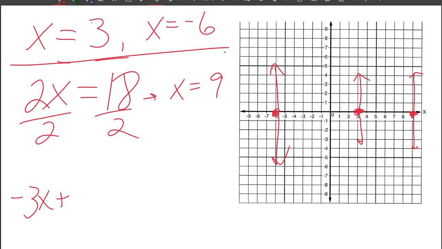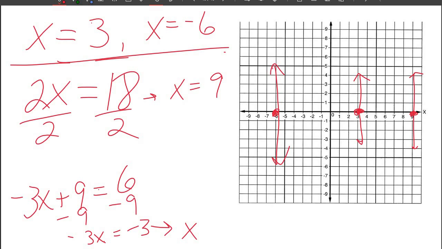It's possible you could see something like this. You have to get the x by itself, so we're going to subtract 9 from both sides. Divide by negative 3, so we'll get x to be positive 1. So we would locate positive 1 and draw a line through it. So x only, it's vertical; y only, it is horizontal.